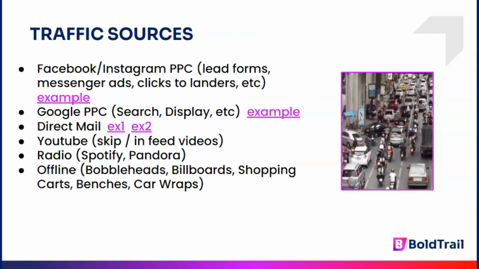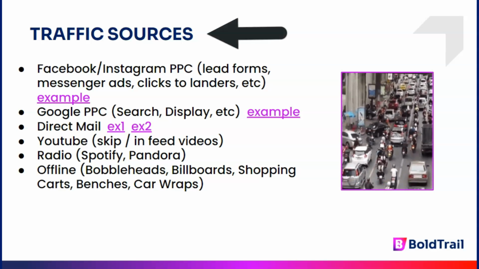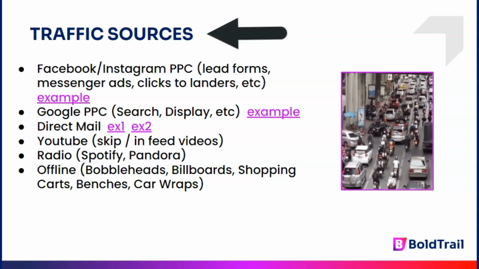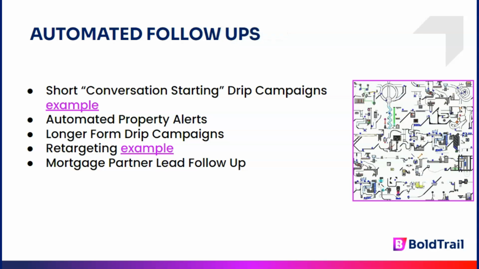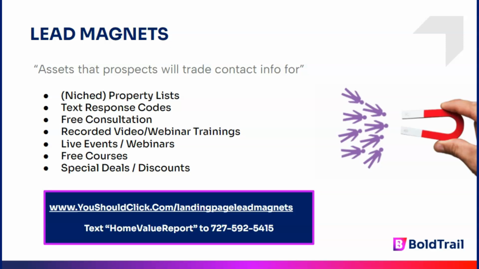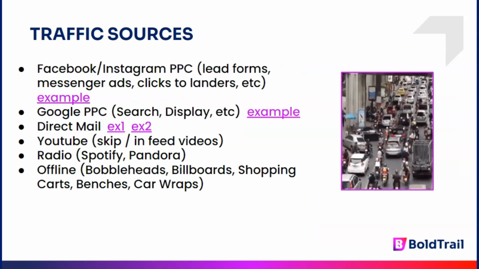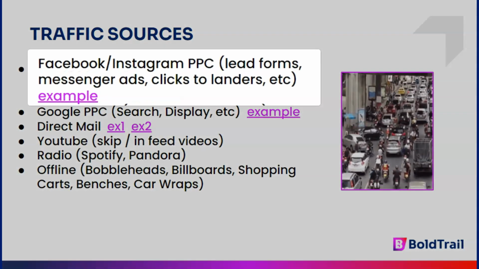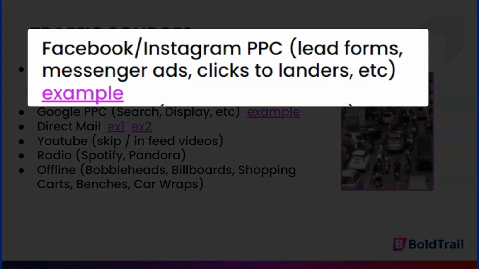The next big component of the RENOS Real Estate Niche Operating Systems is your traffic sources. So once you have your automated follow-ups in place, you've decided on your niche operating system, and you've got lead magnets that you're offering people, now it's time to start driving traffic back through your funnel. One of the most popular right now, because it is very fast and works very well still to this day, are Facebook and Instagram pay-per-click ads.